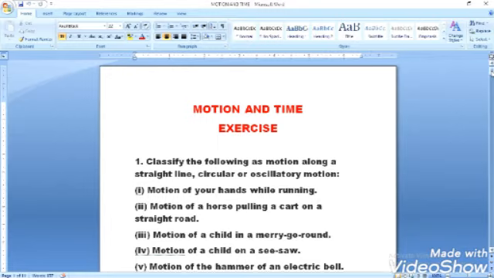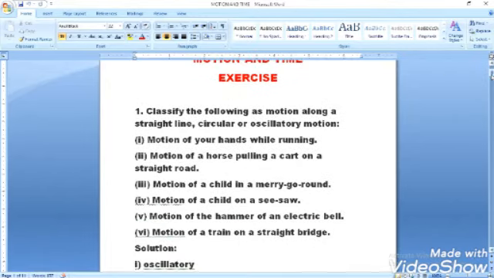Now we can move to the next session, our exercise part. First question. Classify the following as motion along a straight line, circular or oscillatory motion. First one, motion of your hands while running.